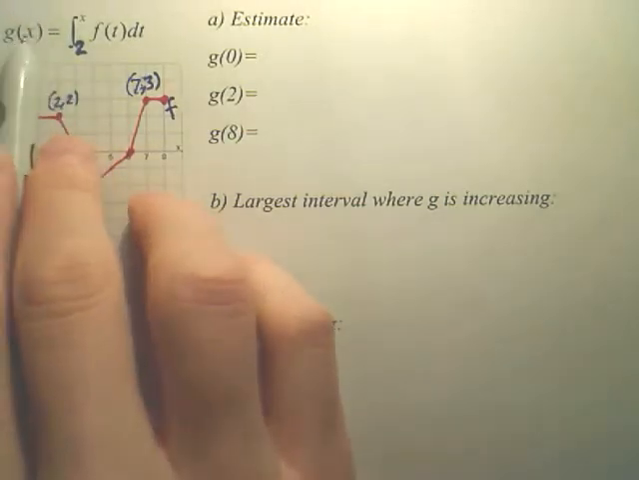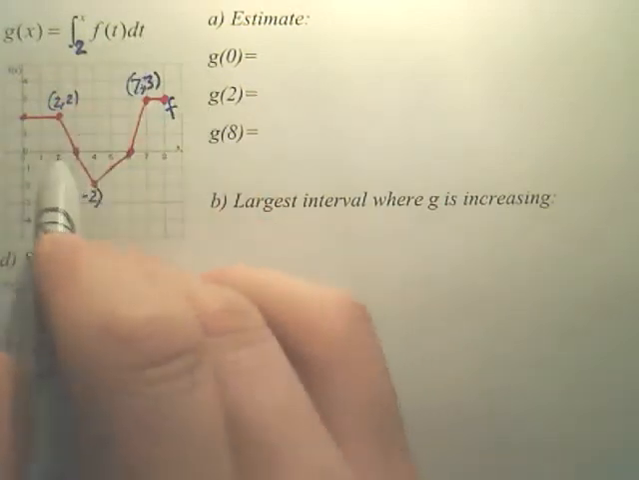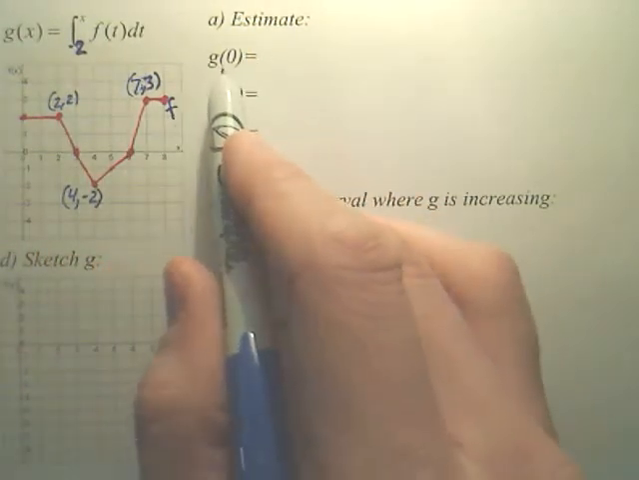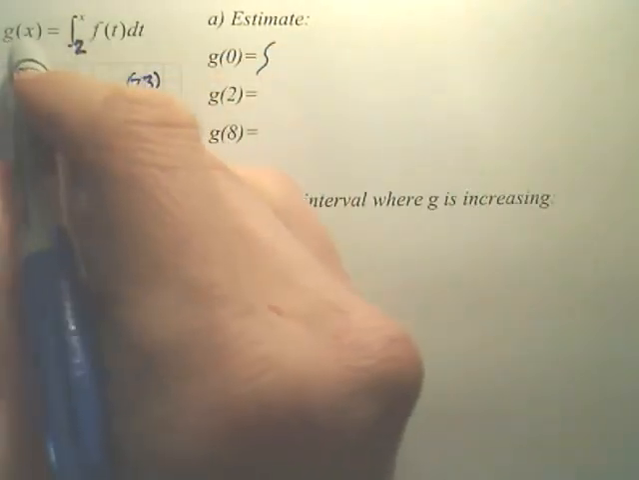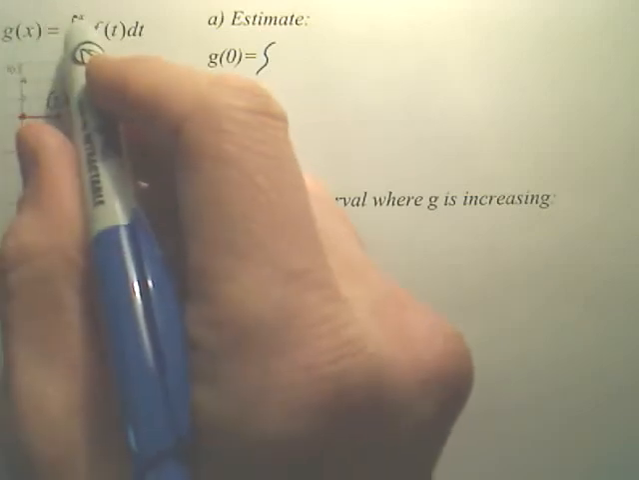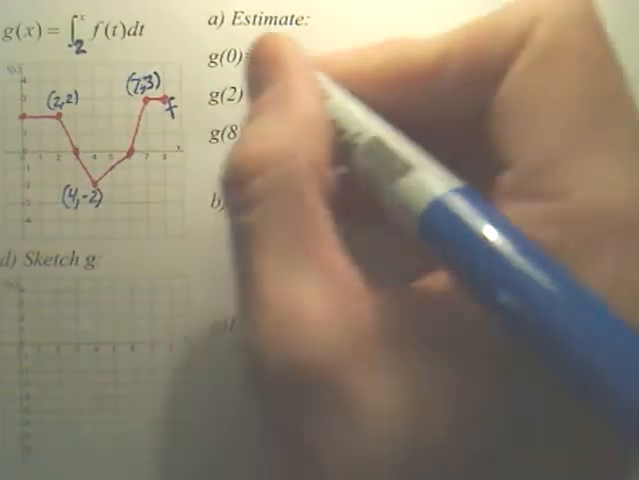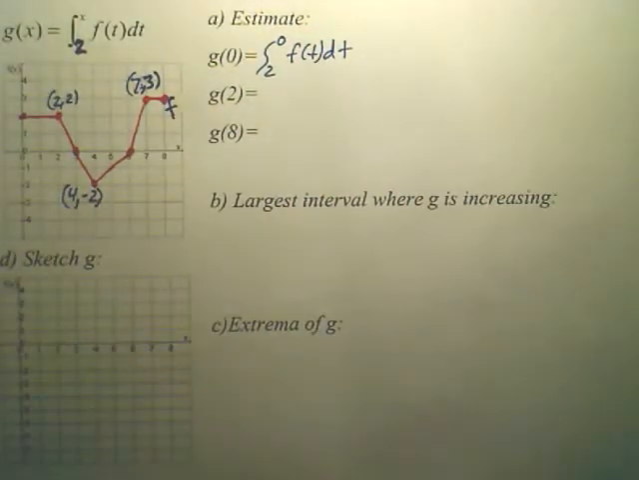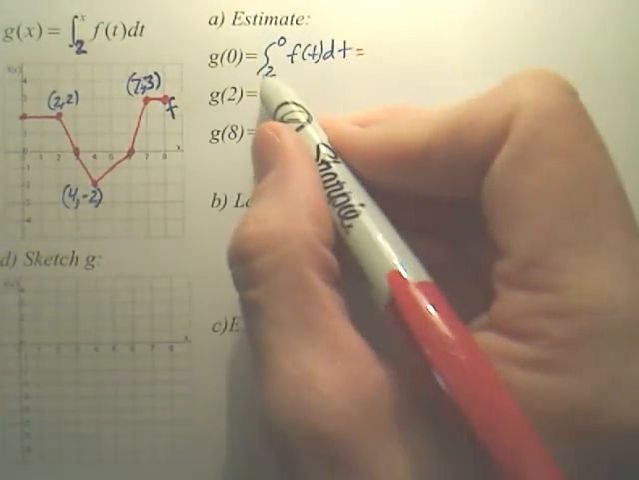All right, if g equals the integral from 2 to x of f of t dt, this function here is f. If I want to find g of 0, all you do is plug 0 in for x, so you go here and plug 0 right there. And f of t is this equation, so it's still f of t dt. So to find that, that means find the area from 2 to 0.